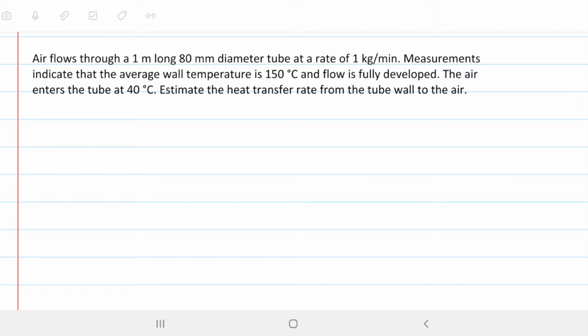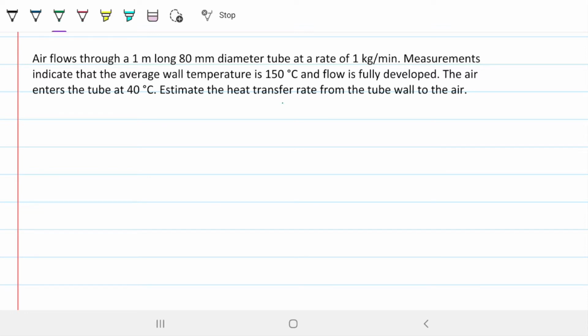The problem statement reads: air flows through a 1 meter long, 80 millimeter diameter tube at a rate of 1 kilogram per minute. Measurements indicate that the average wall temperature is 150 degrees Celsius and the flow is fully developed. The air enters the tube at 40 degrees Celsius. Estimate the heat transfer rate from the tube wall to the air.